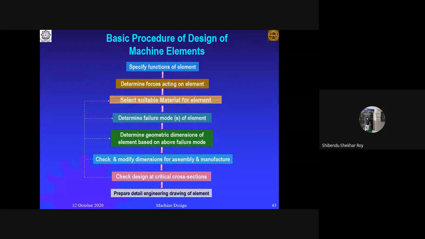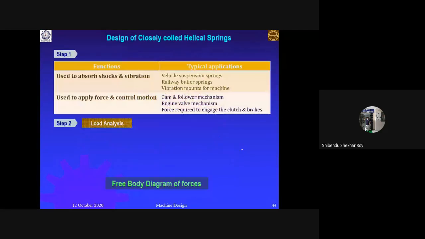So now the steps. You have to know the function of the spring, then find out the load acting on it, select the suitable material, then identify the mode of failure, which is shear failure in this case. Find out the geometric dimensions based on that failure, and then check the dimensions from the assembly point of view and the standard manufacturing point of view, that is, the standard material and standard wire dimension, and recommend the dimension, that means the wire diameter. So these are the steps.